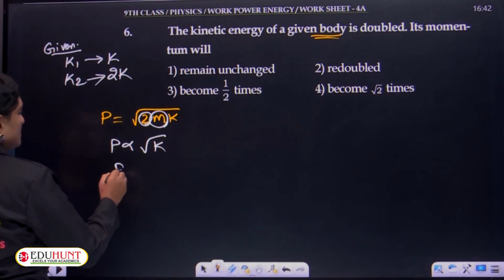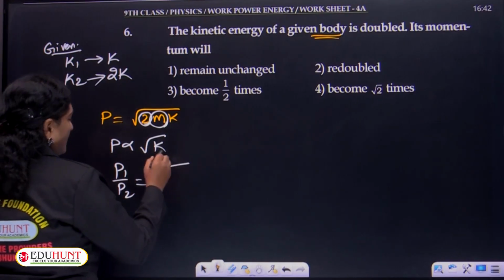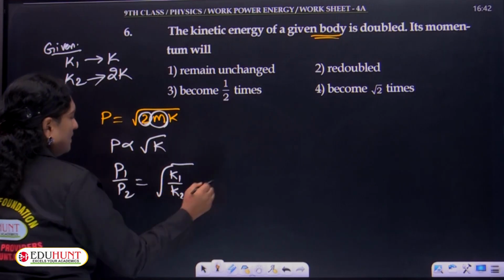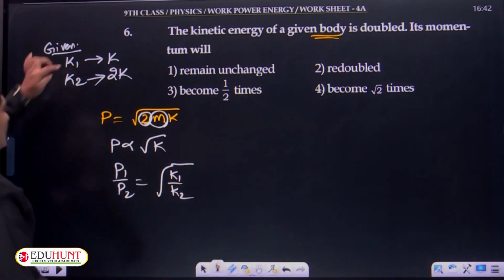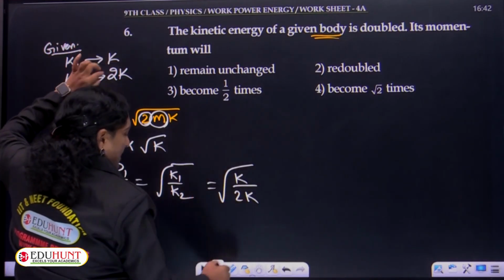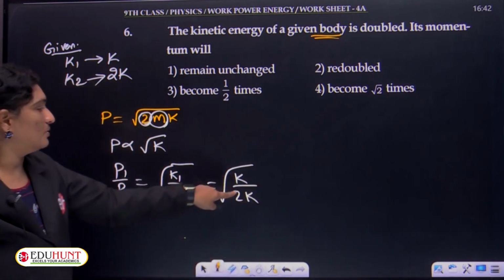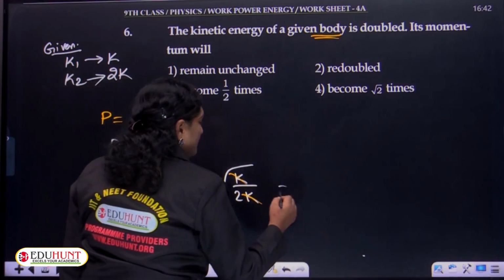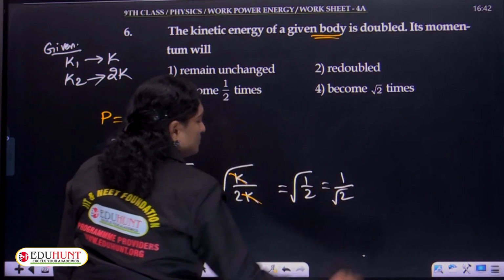So comparing these two, we have P1 upon P2 is equal to root over K1 upon K2. What is K1? The value of K1 is taken as K and hence K2 can be taken as 2K. Substituting, how much are you getting, children? You get root over 1 upon 2. Root over 1 is 1 and root over 2 is root 2.